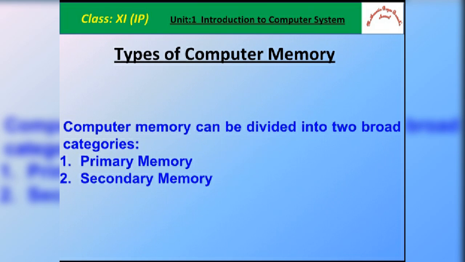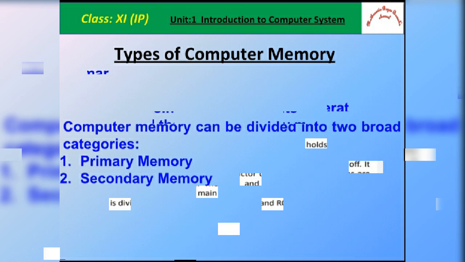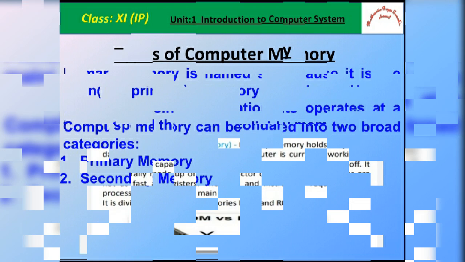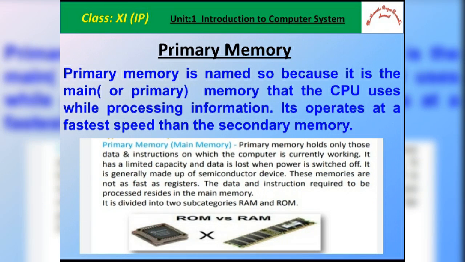Then the primary memory and the secondary memory. Basically, the computer memory is divided into two, primary and secondary. Primary is named so because it is the main memory that the central processing unit uses while processing information. Why is it called primary memory? Basically, this primary memory is used when processing any data. Primary memory is again divided into two: random access memory, RAM, and read-only memory, ROM.